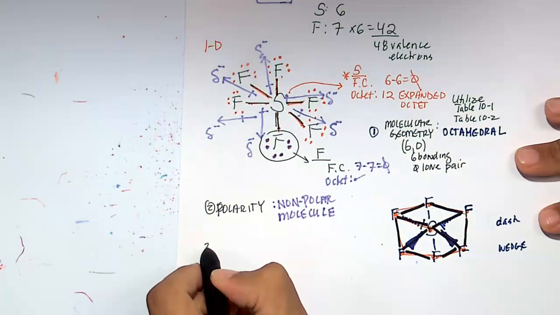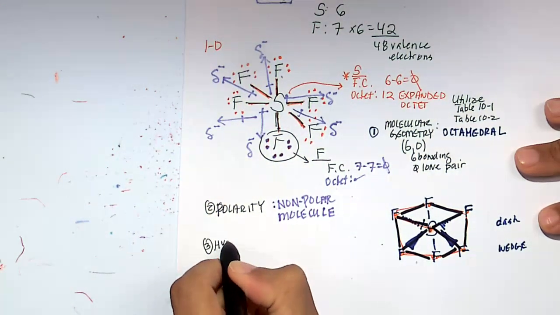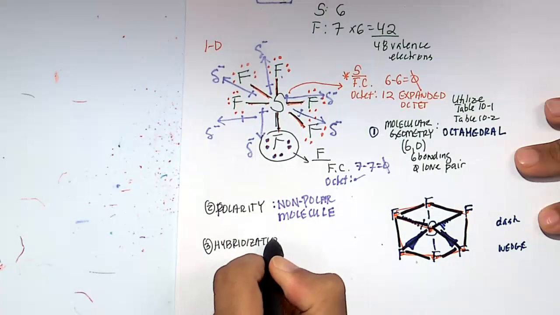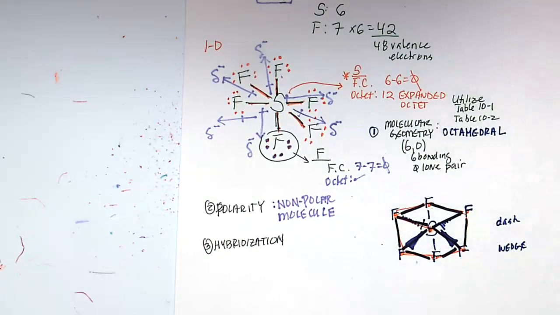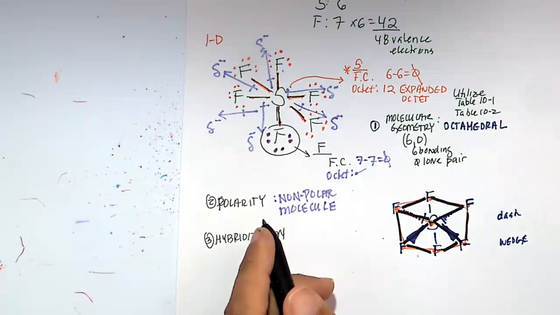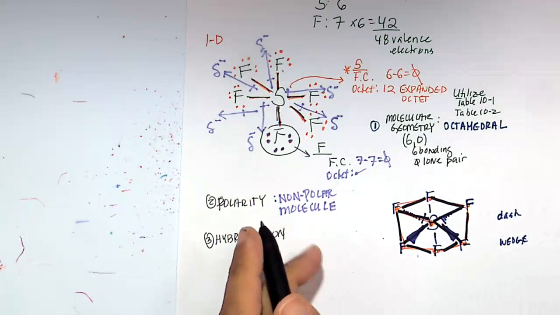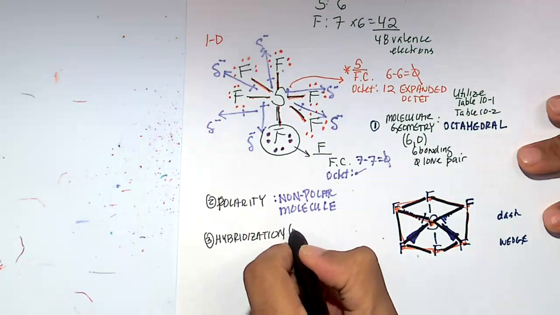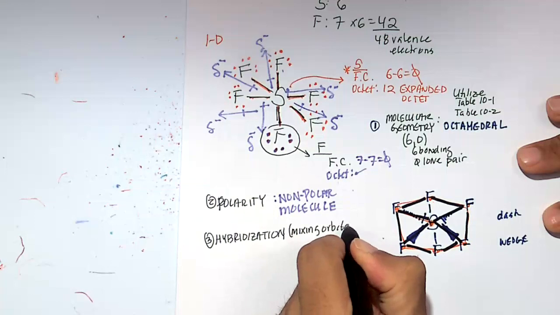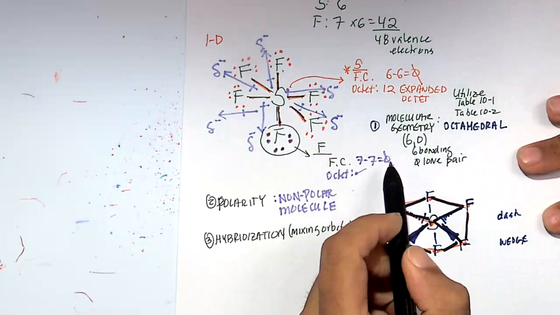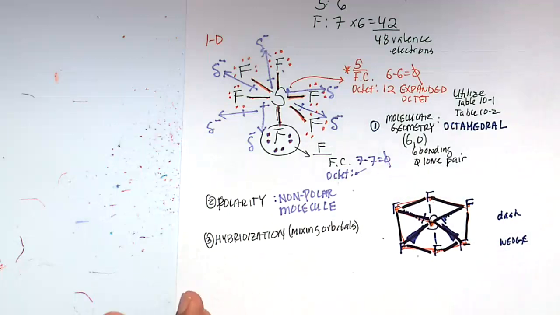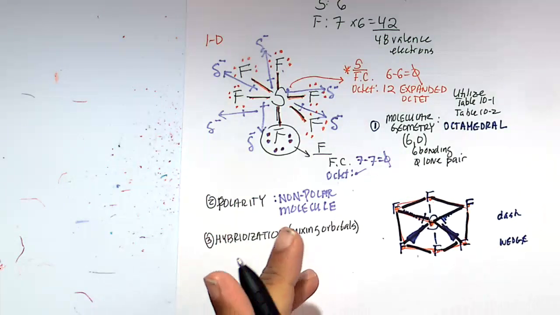Our last thing we need to think about here is hybridization. That's the last thing on our plate for this molecule. So for hybridization purposes, we are mixing orbitals. We have 6 bonds and 0 lone pairs. What's 6 plus 0? It's 6.